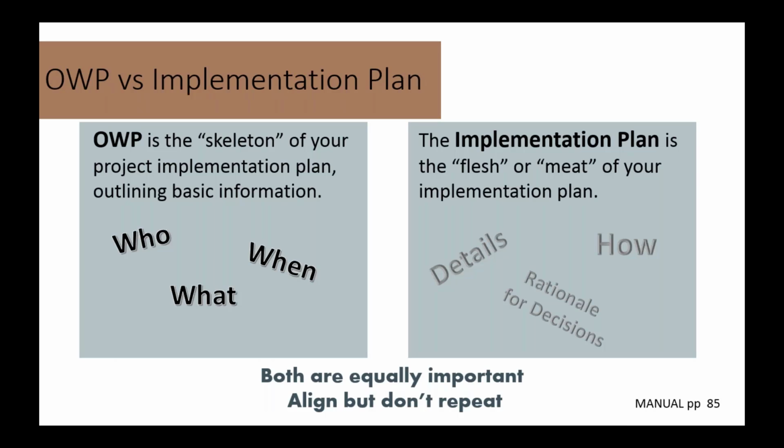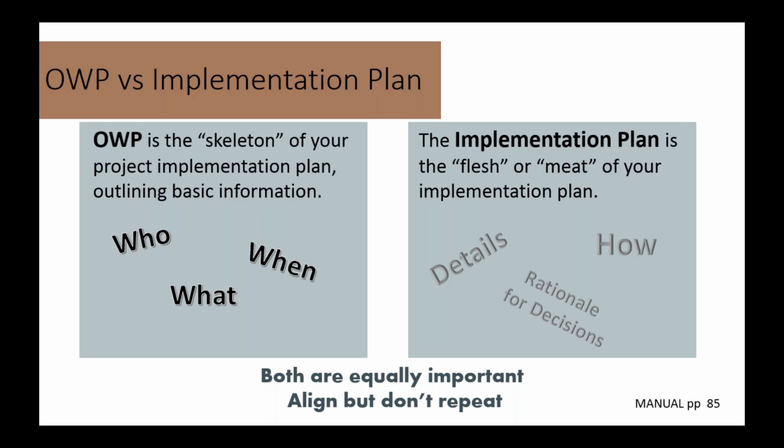Okay, so for the next element, this is the one about the implementation plan. You're going to need to provide a fully developed implementation plan. Again, this part, I can't stress it enough. We've mentioned it a couple times already, but the OWP can be considered like the skeleton or the outline of your implementation plan. You're going to outline who, what, and when, all those basics. The implementation plan here that you're going to talk about in your narrative is going to be the flesh or the meat of your implementation plan.